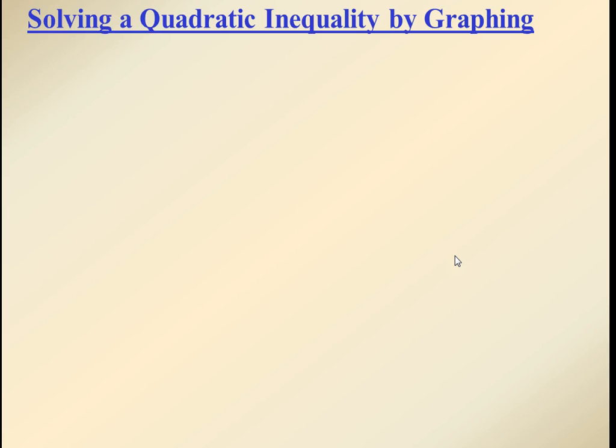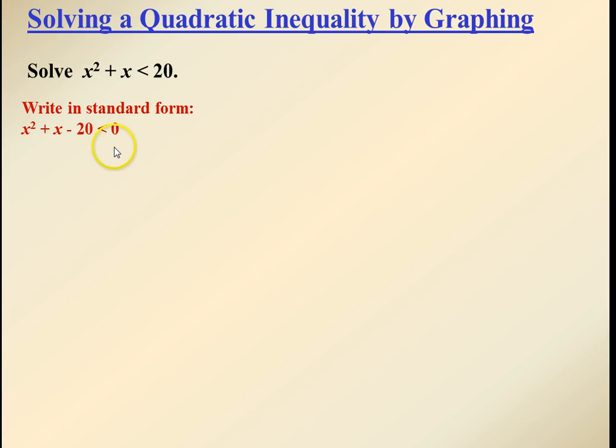Let's say you're asked to solve a quadratic inequality by graphing. So for example, solve x squared plus x is less than 20. So step one, write this in standard form. In other words, solve it for 0. Minus 20 from both sides. So you've got this inequality.